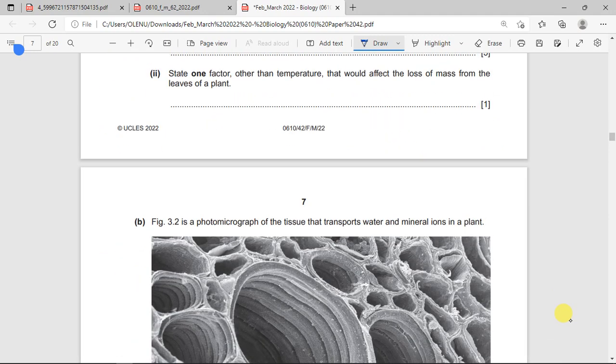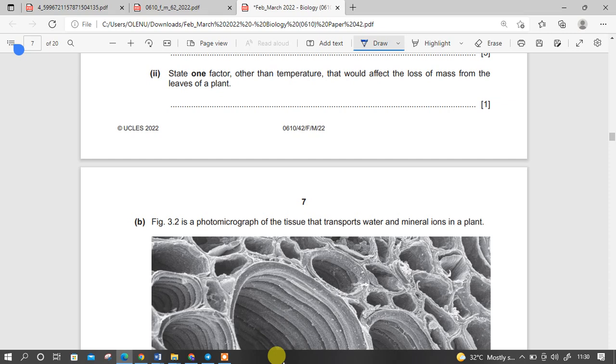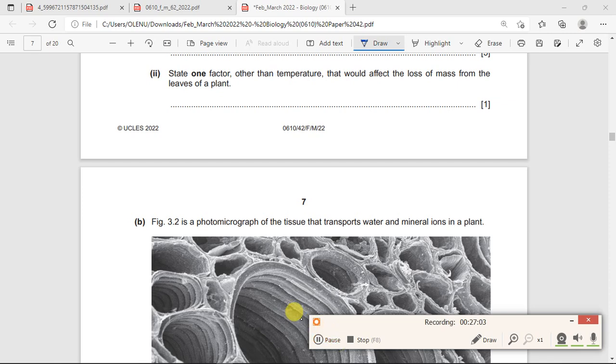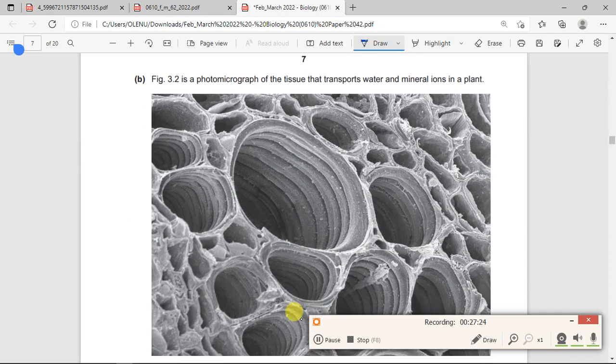Now they say state one factor other than temperature that would affect the loss of mass from a leaf. Here you can have humidity and wind speed. All these affect the rate of water loss from a plant.